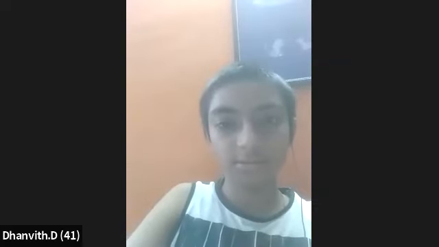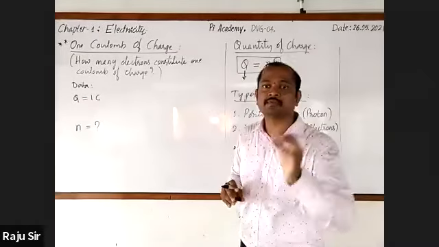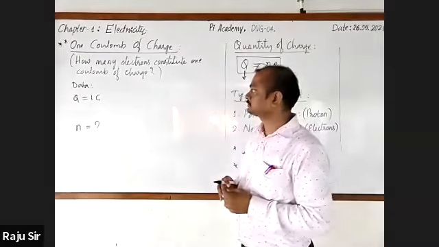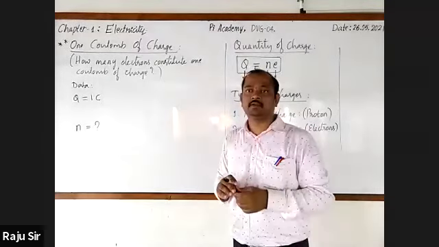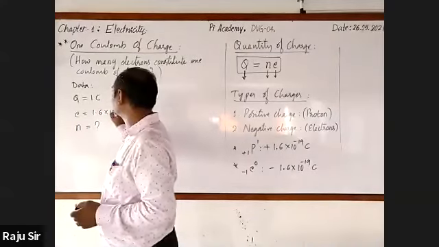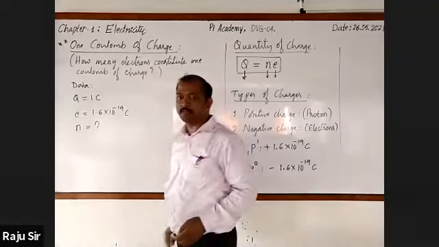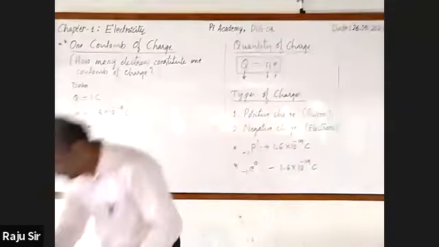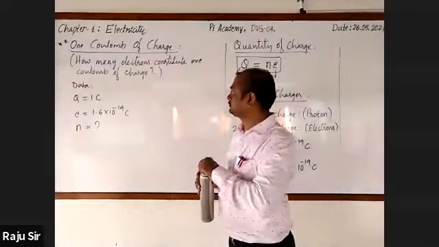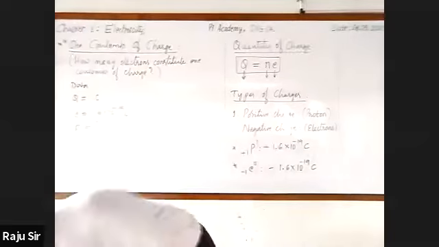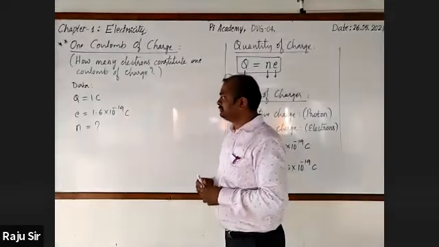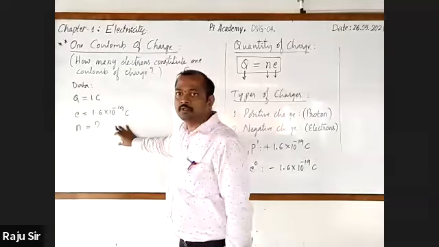N represents the number of charged particles. Next, we know that the charge of an electron is 1.6 into 10 raised to the power minus 19 coulomb. Okay, you have written this information.